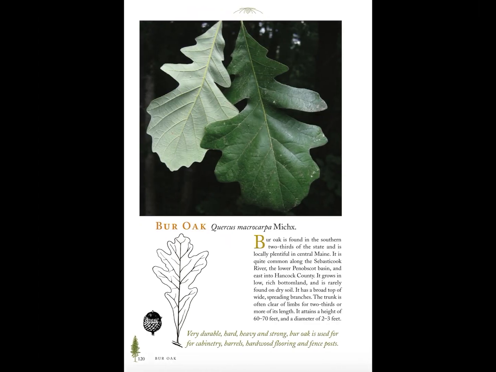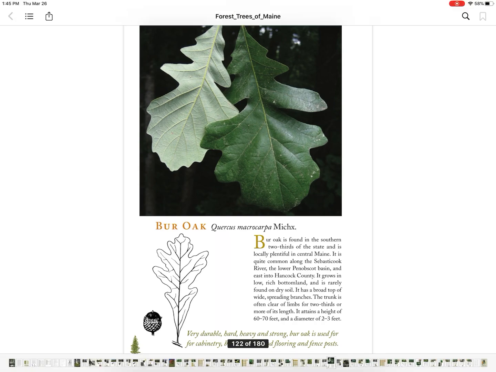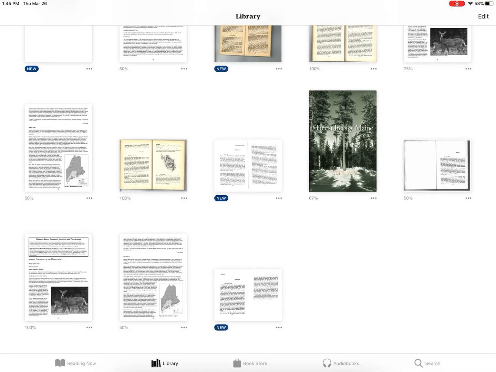You can tell it's a relative of the white oak, though, with those rounded lobes and deeper sinuses, but it's kind of got that larger, rounder lobed area out on the end compared to a normal Quercus alba leaf. So yeah, Quercus macrocarpa is Bur Oak, and that's what Leopold is going to be writing about today. So let's go back here.